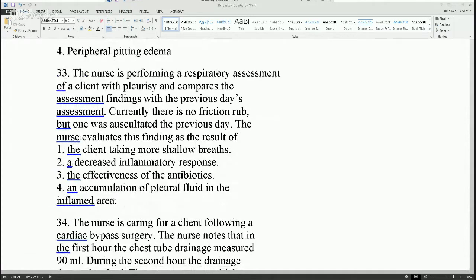All right, Robert. The nurse is performing a respiratory assessment of a client with pleurisy. Compares the assessment findings with the previous day's assessment. Currently, there is no friction rub, but one was auscultated the previous day. The nurse evaluates this finding as a result of 4. Initially, a pleural friction rub is auscultated when there's inflammation. With increasing inflammation, fluid accumulates between the 2 layers at the inflamed site and reduces the friction.